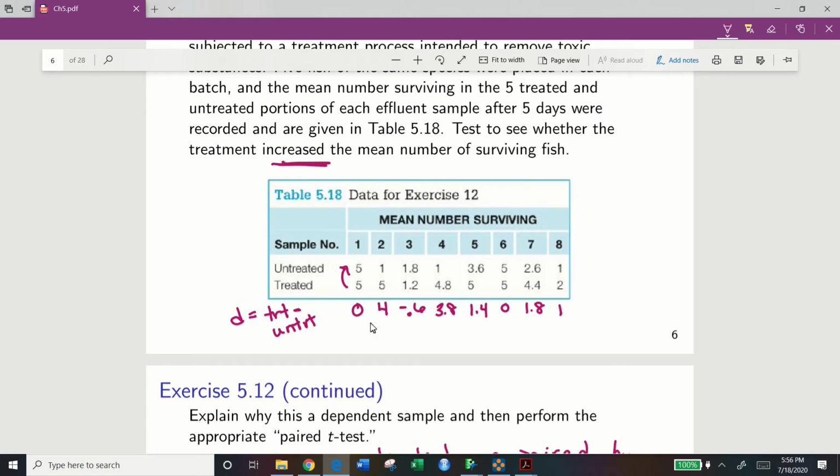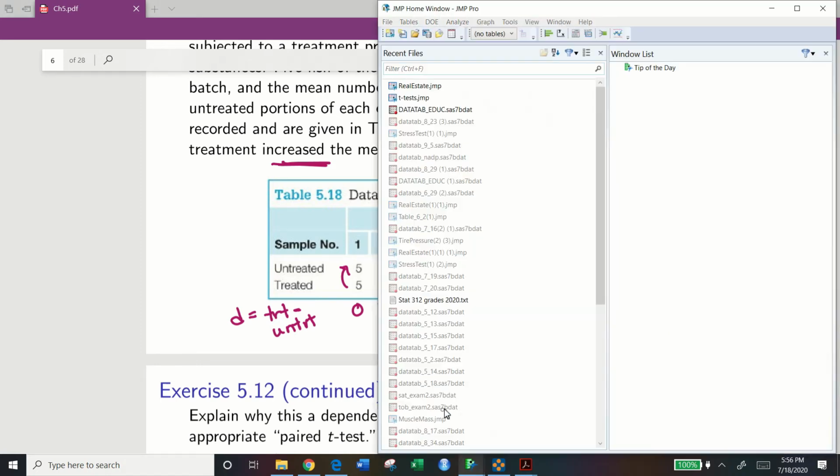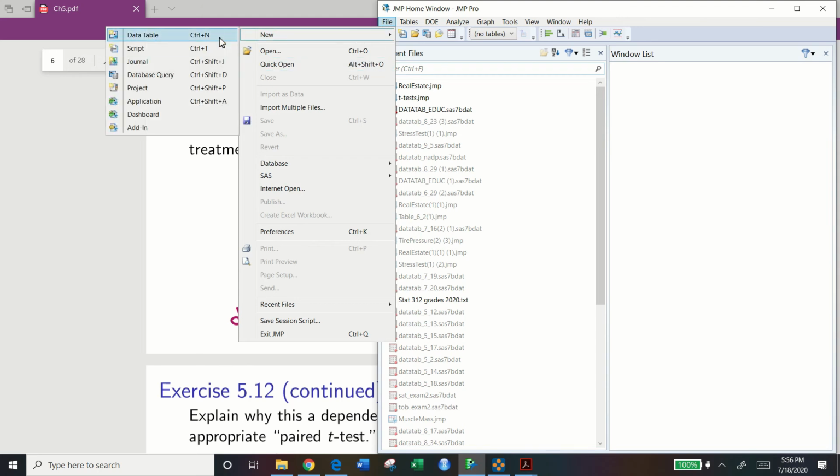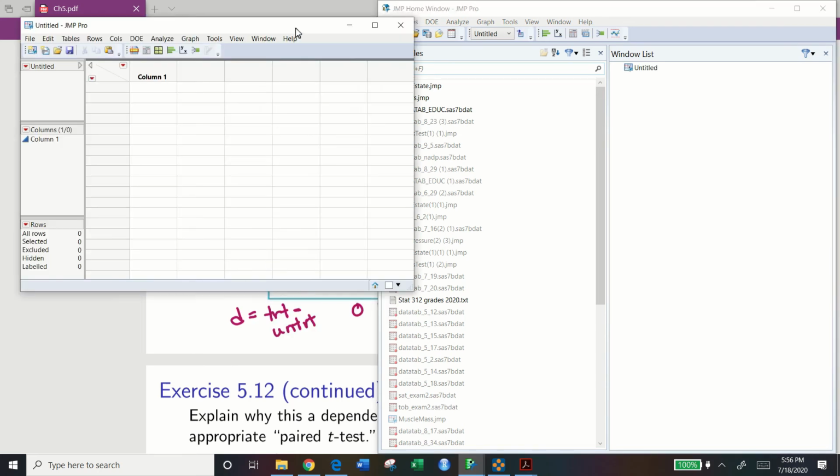So now that I have this new column of information, I'm going to want to calculate my average, my d-bar, and my standard deviation, that SD squared. Now to save ourselves some time, I am going to do this in JMP. So I'm going to open up JMP, get rid of that tip of the day. One of these days I might actually read it, but we'll see. I'm going to go to File, Data Table.